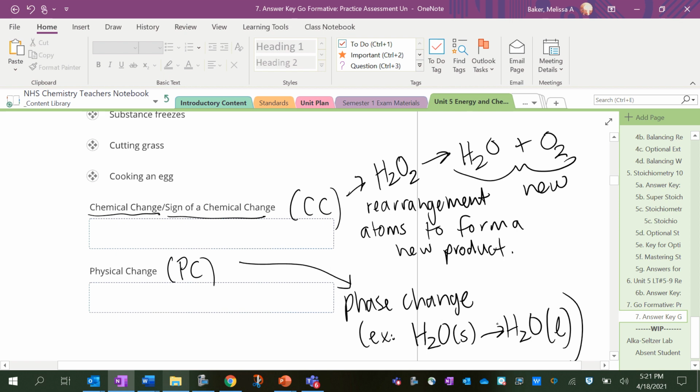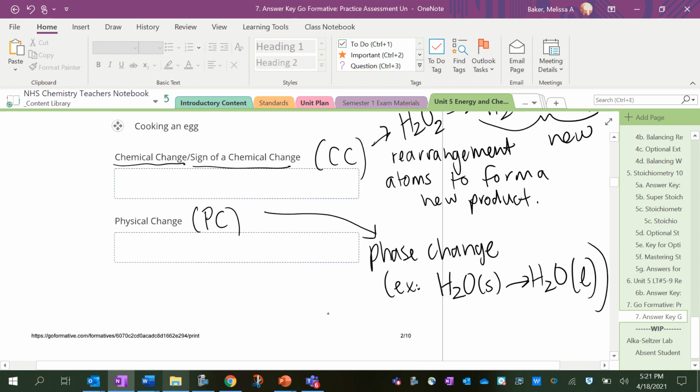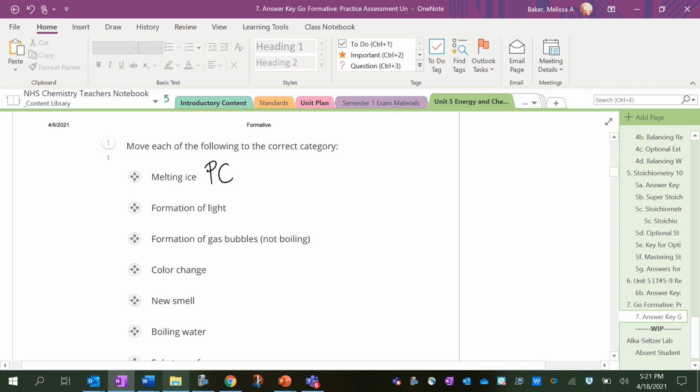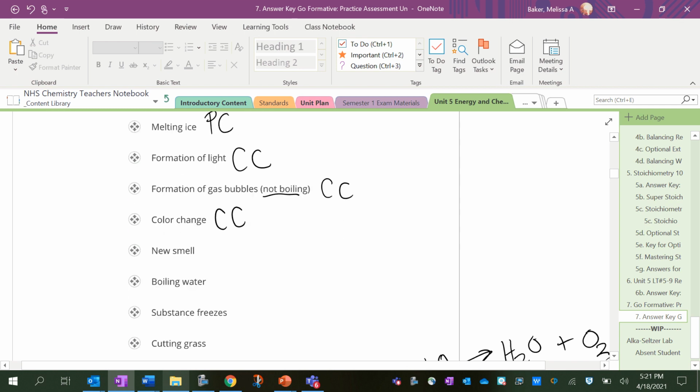Physical changes too aren't always a phase change. It could be like something cut, like a blade of grass, I think is one of the examples. So up here, melting ice, that's a phase change, a physical change. Excuse me, spring allergies. The formation of light would be a sign of a chemical change. The formation of gas bubbles not due to boiling, that's chemical change. Color change is often due to a chemical change. Same with a new smell.